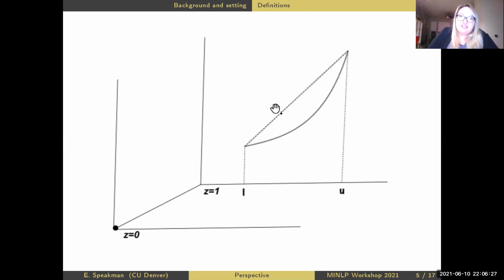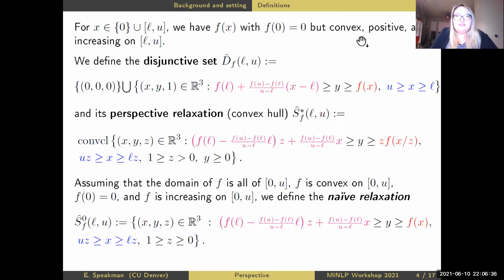So I'm just going to introduce what I call a lid on y, a very natural lid, essentially the convex hull of this curve, the curve of this graph. So this disjunctive set is that piece in the z equals 1 plane with the origin.